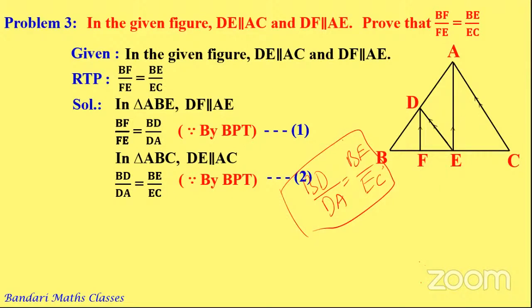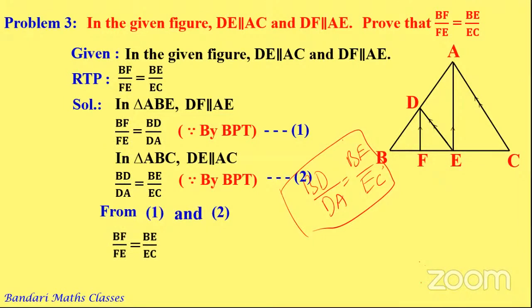So shall I use the transitive property: A is equal to B, B is equal to C, then A is equal to C. Yes, sir. So here, transitive property, we have the condition A is equal to B, B is equal to C, then A is equal to C. By that, equation 1 RHS and equation 2 LHS are same, so from equation 1 and 2, BF by FE is equals to BE by EC.